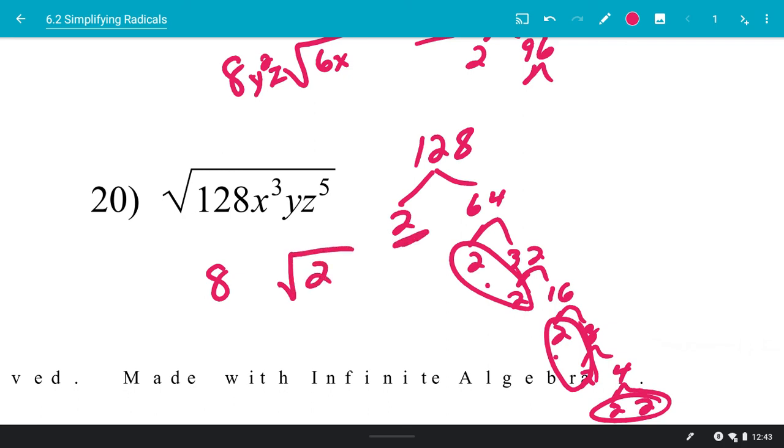See, this one didn't have a pair or a matchup, so it goes on the inside. Okay. All right. 3 divided by 2 goes in 1 time, so I can pull out 1x, and there's 1x left over. Y is only 1, so it stays on the inside. 5 divided by 2. 2 goes in there 2 times, so I got z squared and 1 left over. So maybe that helps.